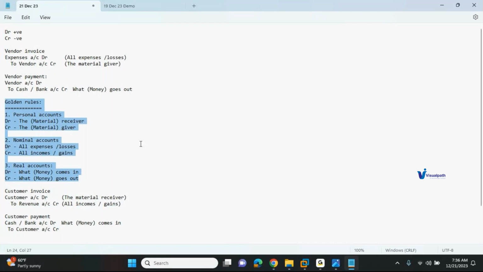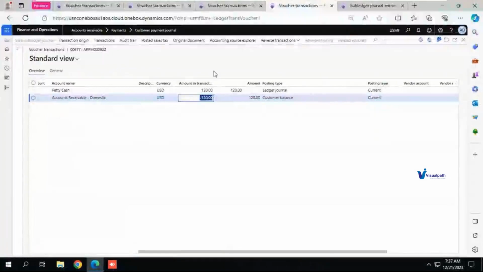Okay. Now, during vendor payment, we did cash payment, also bank payment. Here also cash payment. So we learned cash payment just now. You have selected the cash account, simply the ledger account.